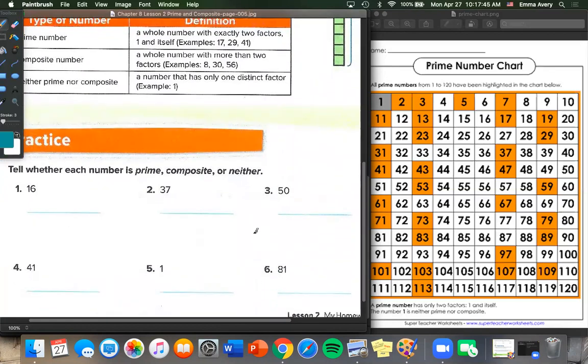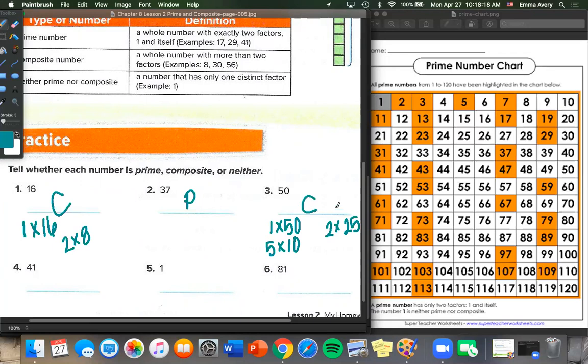So tell whether each number is prime, composite, or neither. So let's look at our chart. 16 isn't highlighted, so it's composite. We can check because 1 times 16 and also 2 times 8. 37 is highlighted, so that's prime. How about 50? Well, I know 1 times 50, but also 5 times 10 and 2 times 25, so this one must be composite. And if we check, yep, not highlighted.